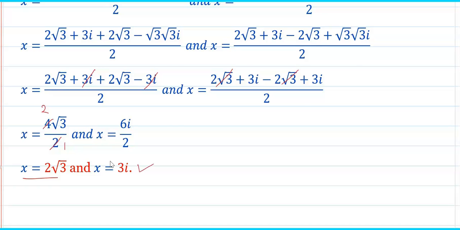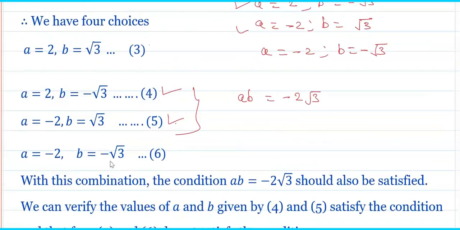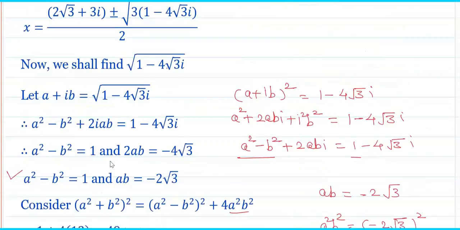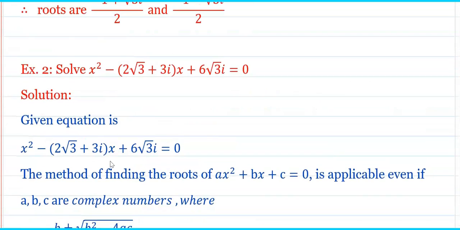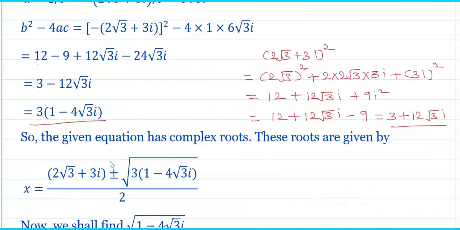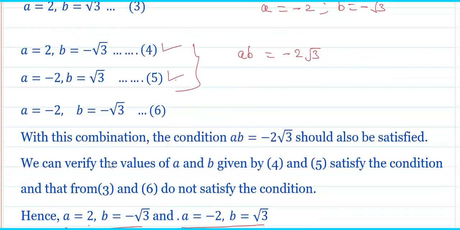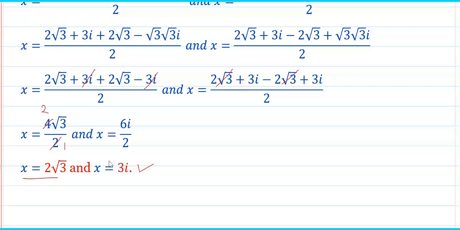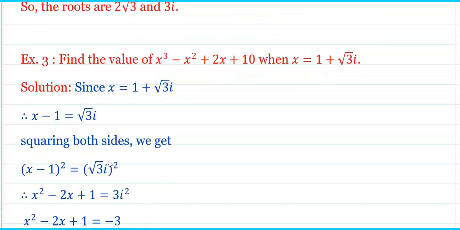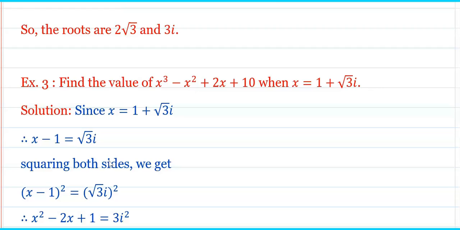X is equal to 3i, and hence the roots of this given quadratic equation, what are they? This is the longest one. The roots of this quadratic equation are x is equal to 2√3 and x is equal to 3i. Okay, this is the biggest example, with a lot of calculations. Okay, now the next example.